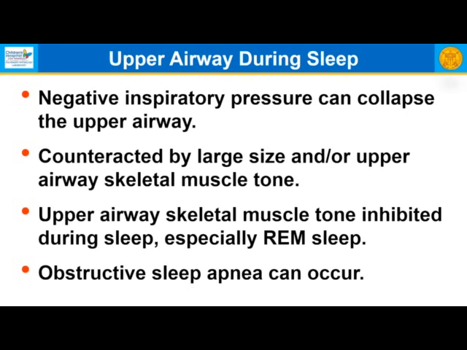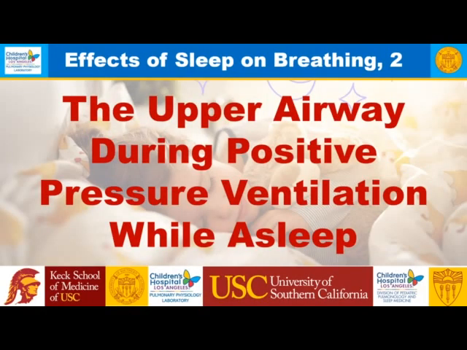Negative inspiratory pressure can collapse the upper airway, and it's counteracted by a large size and/or increased upper airway skeletal muscle tone. Upper airway skeletal muscle tone is inhibited during sleep, especially during REM sleep, and therefore obstructive sleep apneas can and do occur. Let's talk about the upper airway during positive pressure ventilation while asleep. So here the situation is a little bit different.